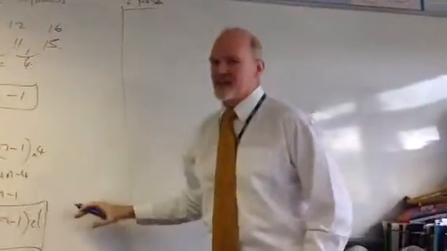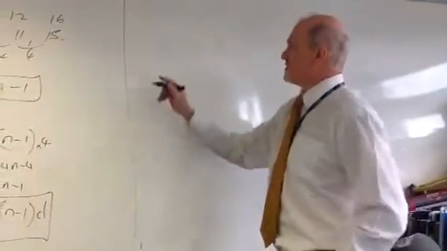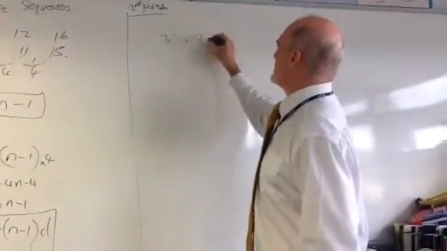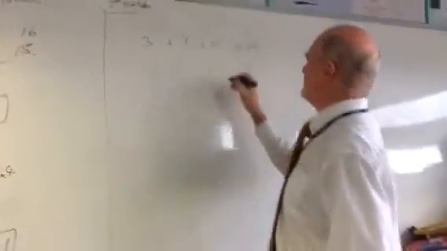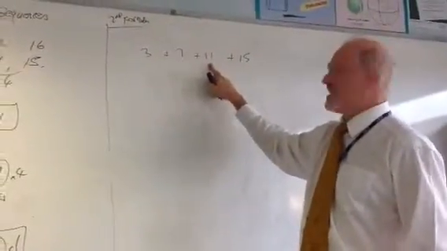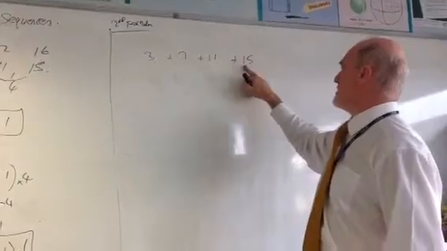Second formula is for adding these up. If I added up a sequence, let's add up this sequence here, 3, add 7, add 11, add 15, I could do it slowly. 3 and 7 is 10. 10 and 11 is 21. 21 and 15 is 36.